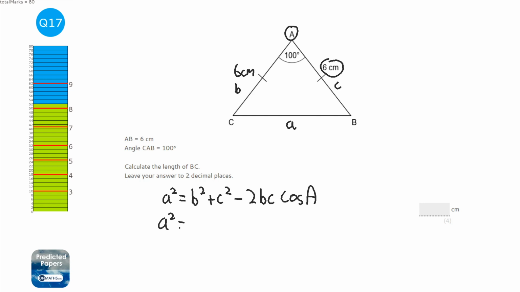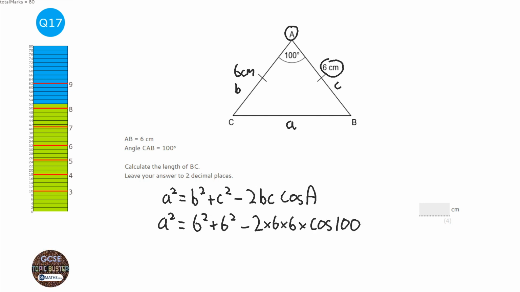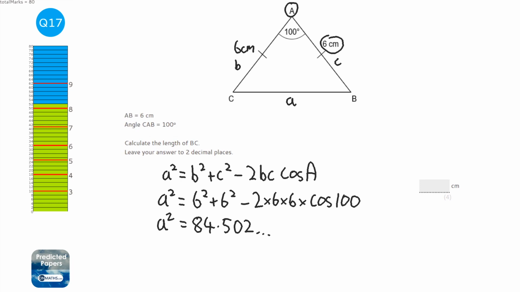So a squared is going to be 6 squared plus 6 squared minus 2 times 6 times 6 times cos 100. Okay, and I can just type that into my calculator. So 6 squared plus 6 squared minus 2 times 6 times 6 times cos 100 equals, and so a squared equals 84.502 blah blah blah, and I'm doing the little dashes after the number to show the examiner that I'm keeping it in my calculator. I'm not going to round it.